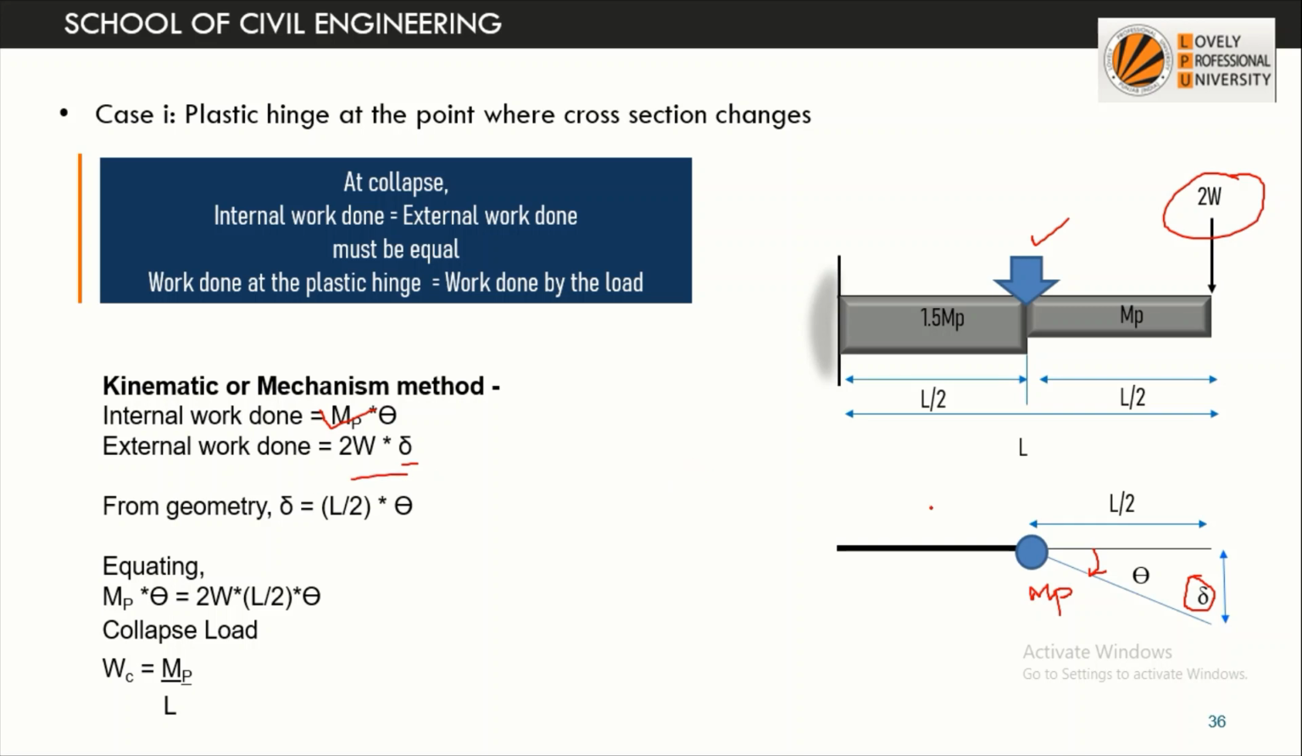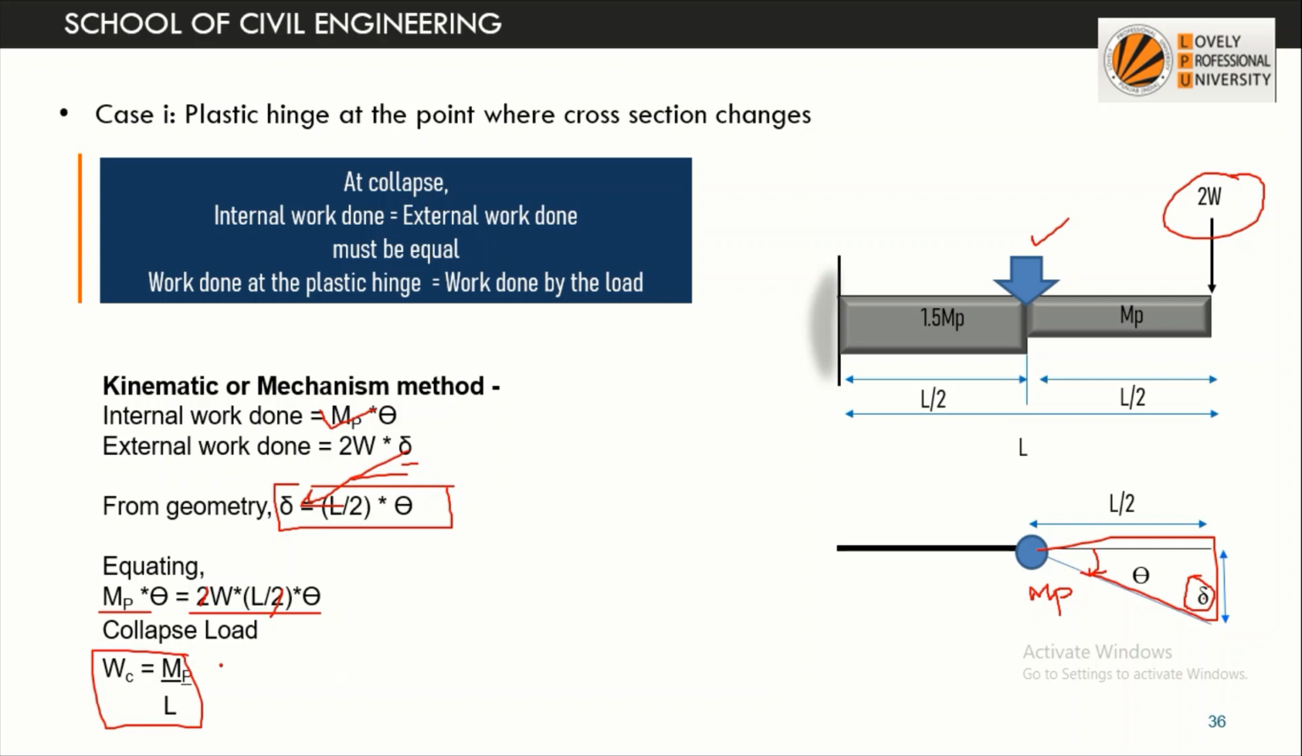Now in place of delta, from this triangle, we can write tan theta is equal to delta upon L by 2. Since the value of theta is so small, we can write tan theta is equal to theta. Cross multiplying, we get delta is equal to theta L by 2. In place of delta we put this value, and eventually we get MP into theta equal to this value. When we solve this, we get collapse load equal to MP by L, as 2 will cancel out.